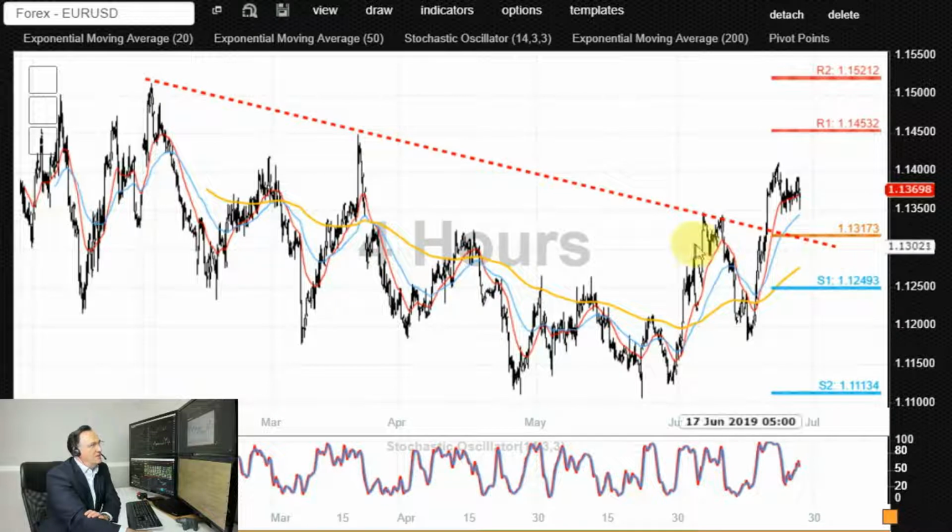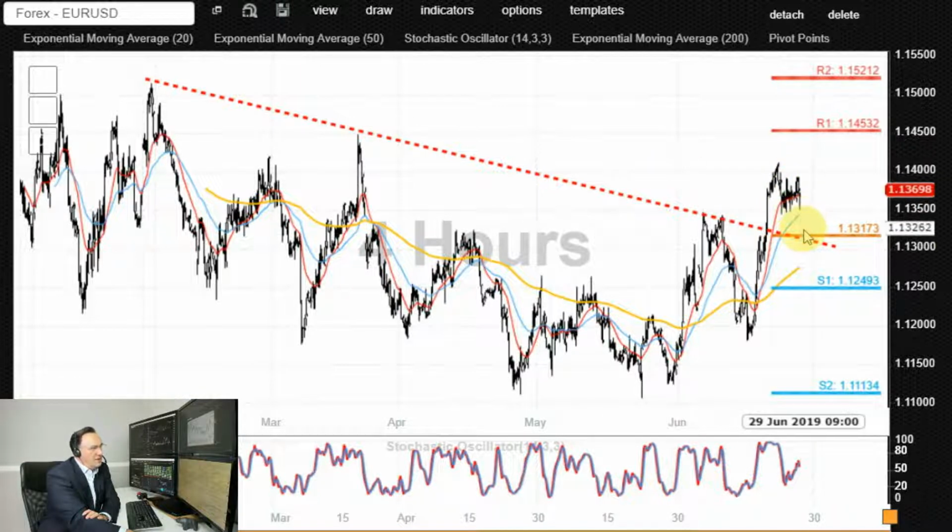which we created by connecting the sequence of lower highs, and a key trading level which is currently located at 1.1317, 1.1320. Euro dollar can also have a fairly volatile reaction on Monday as a result of the G20 and as a result of US dollar volatility. So keep an eye on that 1.1320 as a key support to the downside.